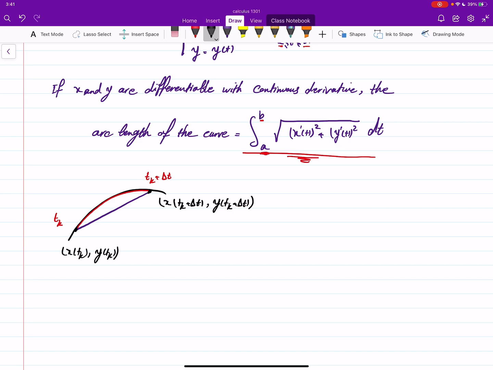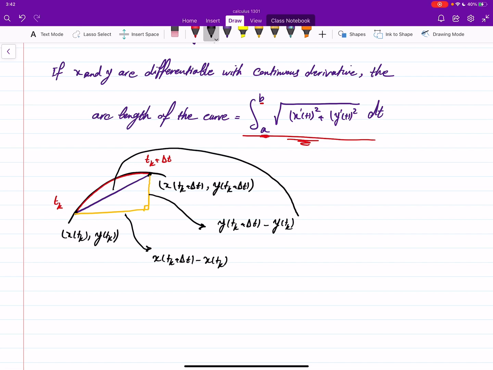Now we want to find the length of that straight line. Here we can simply form the right triangle. This side is going to be the difference of y, so y at t_k plus delta t minus y at t_k. And this one here is going to be x at t_k plus delta t minus x at t_k. If you have those, the length of that line is going to be the square root of this piece squared, let me write that as delta x squared plus delta y squared.